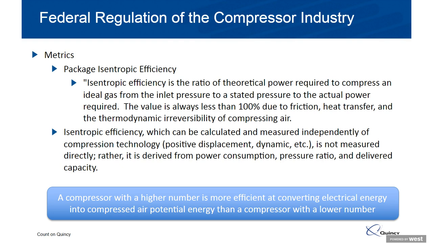Isentropic efficiency, which can be calculated and measured independently of compression technology, is not a measured value. It's not directly measured. It's derived from power consumption, pressure ratio, and delivered capacity. So there is an equation to calculate isentropic efficiency based on some other measurements that are taken. In conclusion, isentropic efficiency is a direct comparison between 2 compressors as a percentage, with 100% being perfect or theoretical compression. And it is a measure of how efficient that compressor is compared to the theoretical perfect compression.